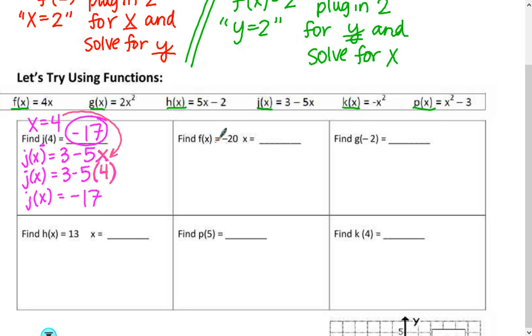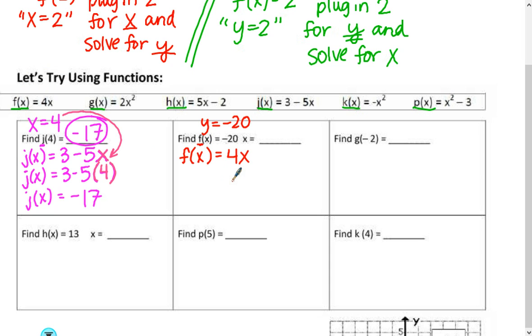F of x equals negative 20. So look back up, is it this version or that version? Well, this one is telling me y equals negative 20. So first I wrote down what value they gave me. Second, I need to write down my f function. This says f of x equals 4x, and I found that right over here.